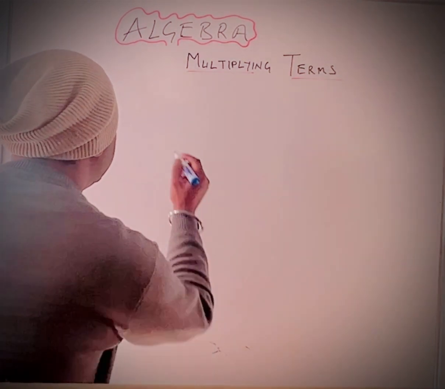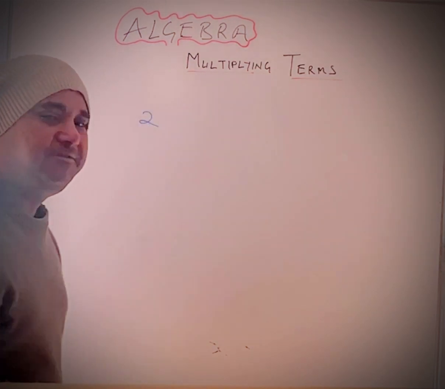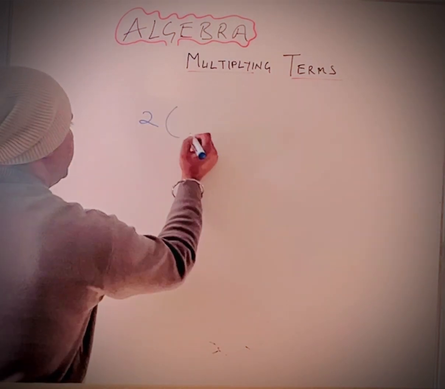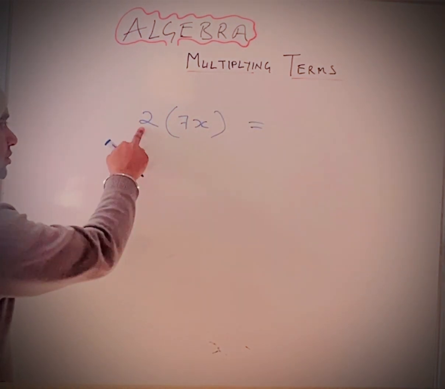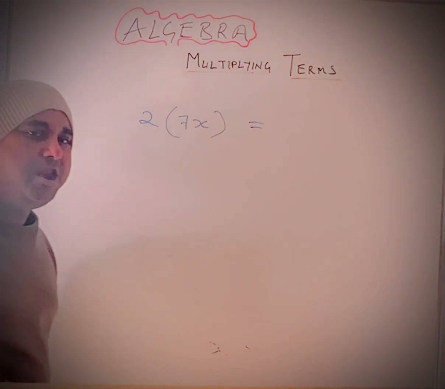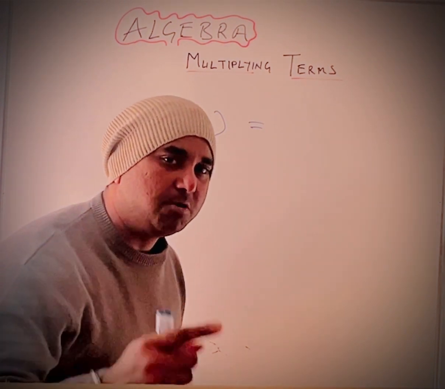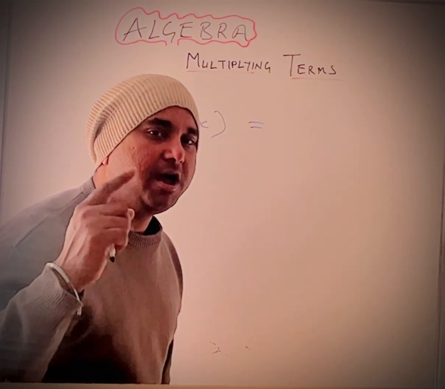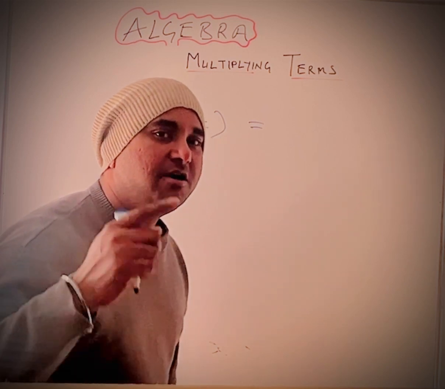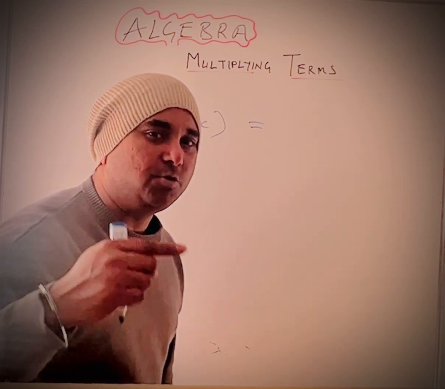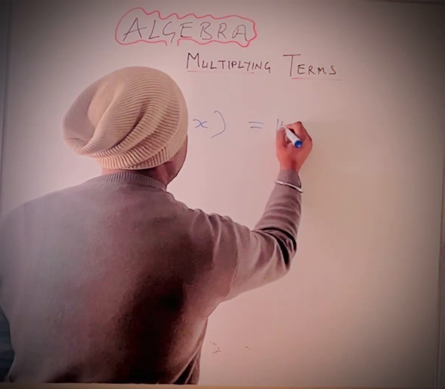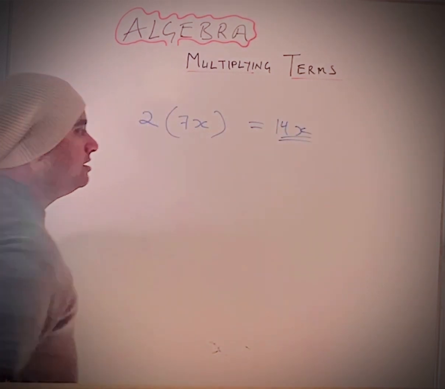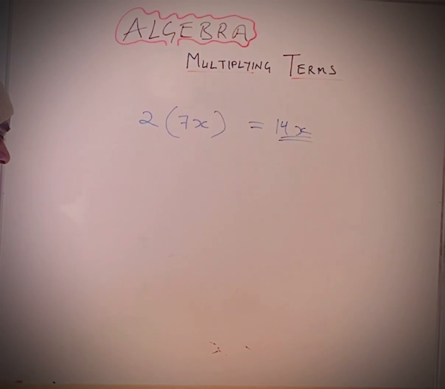Let's say we have 2, and in a bracket I have 7x. That means 2 will be multiplied with the 7. Number always multiplies with number. You cannot multiply a number with a variable. The variable will stay the way it is in there. So in this case, 2 times 7 is 14x. That's my answer.